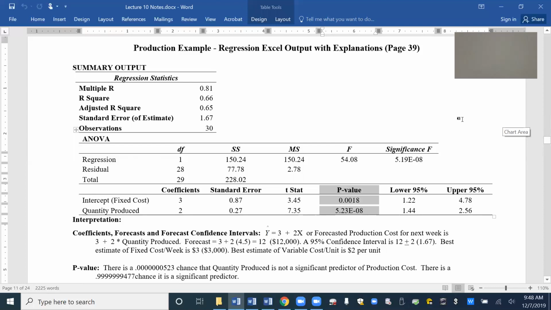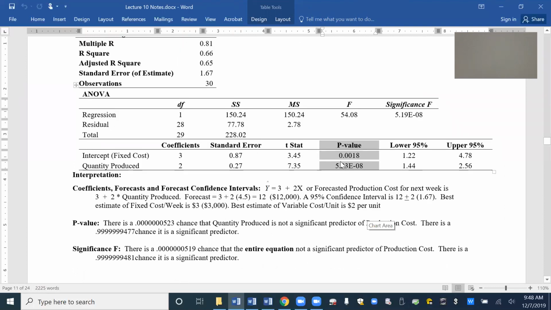Okay, p-value. If a p-value is real small, what does it mean? It means we've proved something. We want small p-values. Our typical cutoff is a p-value of 0.05. If it's below 0.05, it's good. Because the p-values are errors.